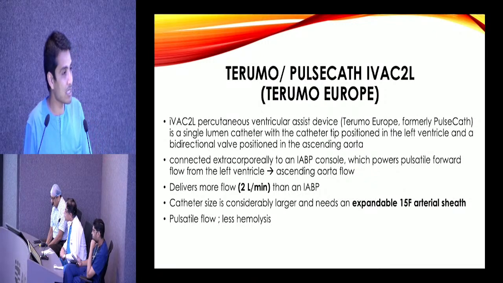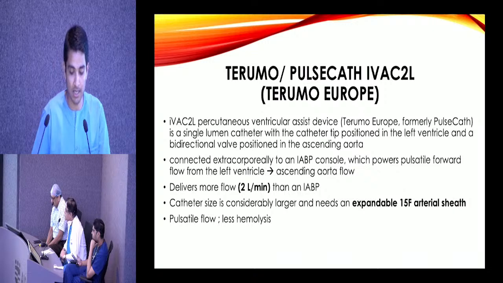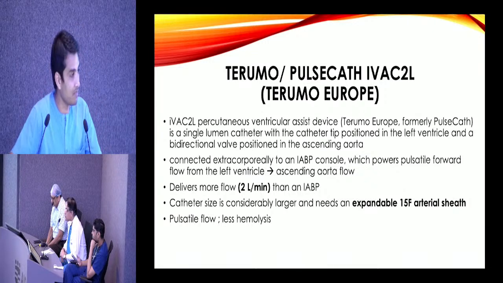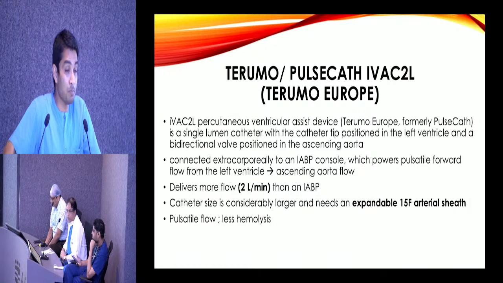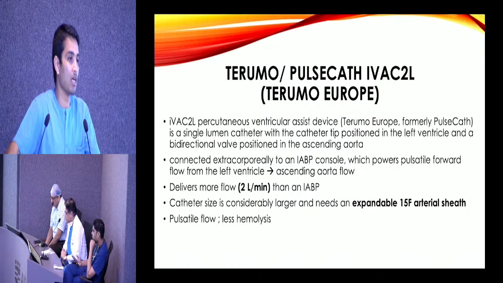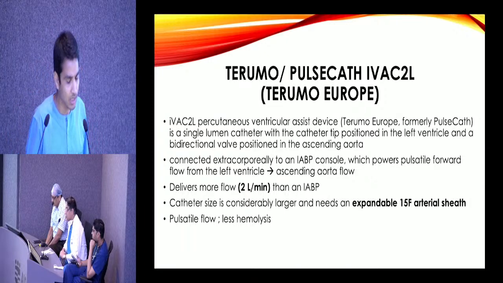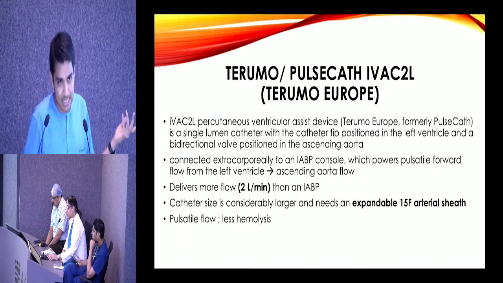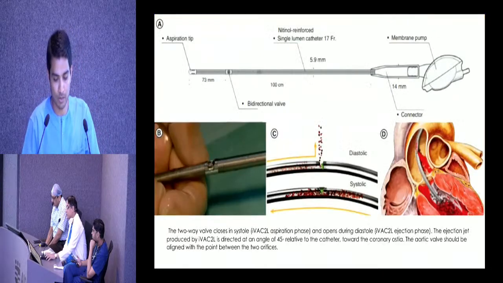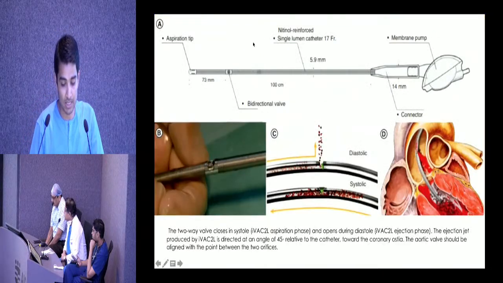The major downside is that it is a very large catheter, a 15 or 17 French arterial sheath. So this is bigger than an Impeller access site, and vascular complications are a problem. And it's pulsatile flow, unlike the Impeller, which is continuous flow. I'll just show you a picture of this.